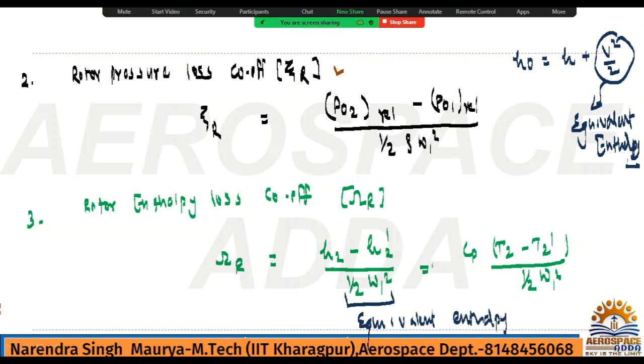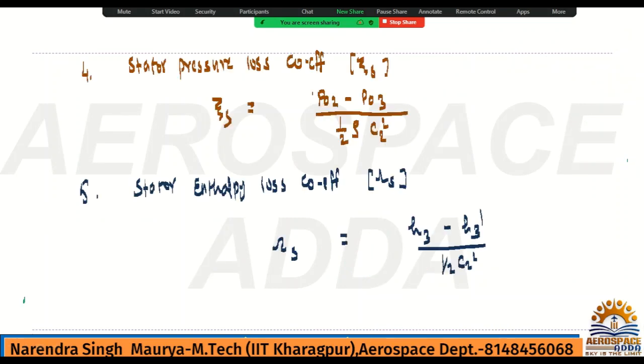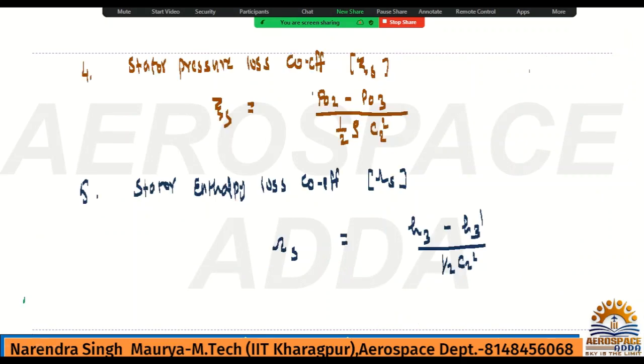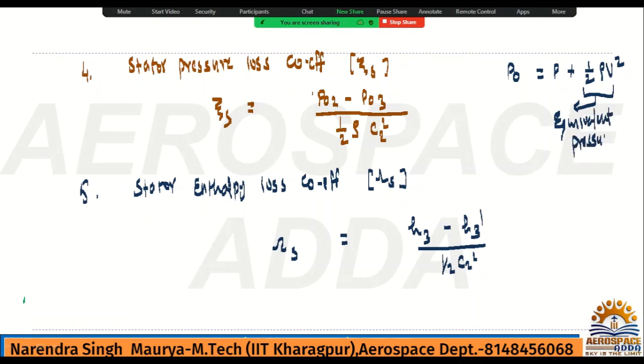Okay, done. Now for pressure, if you remember, total pressure is static pressure plus dynamic pressure. What is the dynamic pressure? Half rho V square. You are adding this quantity to pressure, so it means this is a pressure. So this is called equivalent pressure, and this equivalent pressure is called dynamic pressure. Yes or no?